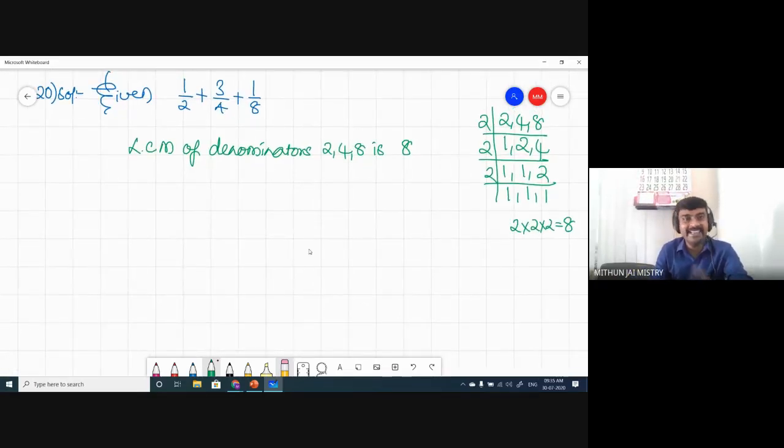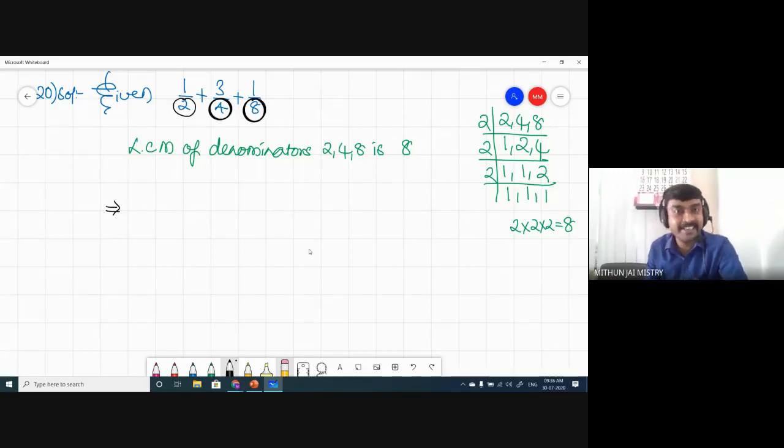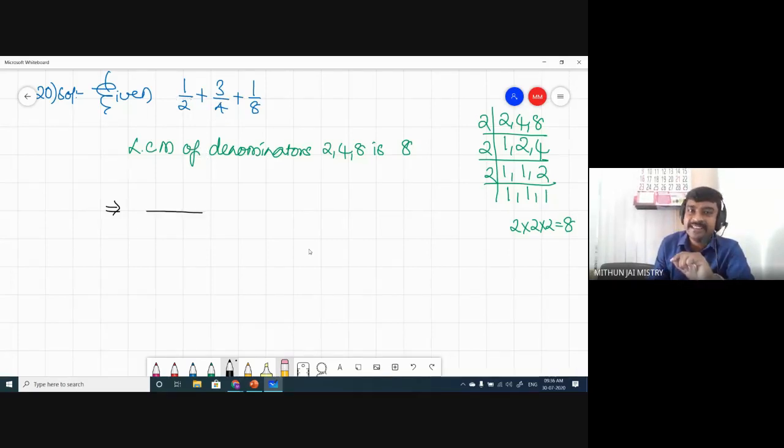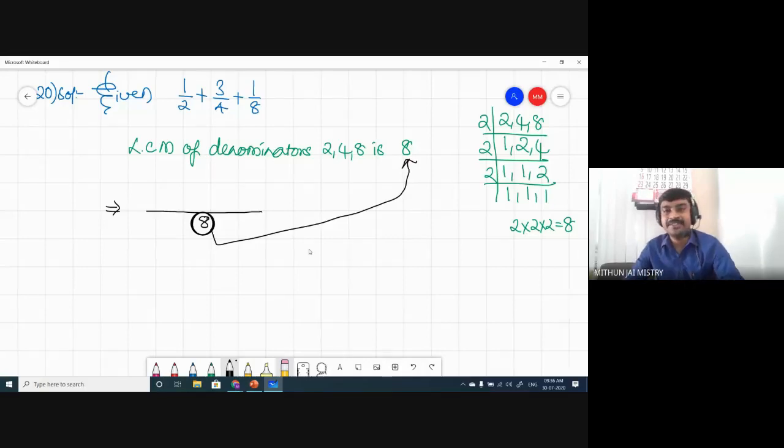So here, the LCM which we got is 8. Now, next, children, instead of 3 different denominators, you will write only one denominator, that is 8. Sir, why are you writing 8 only? Because 8 is the LCM. Whatever LCM you get, the same should be written as the denominator. So this is the first work.